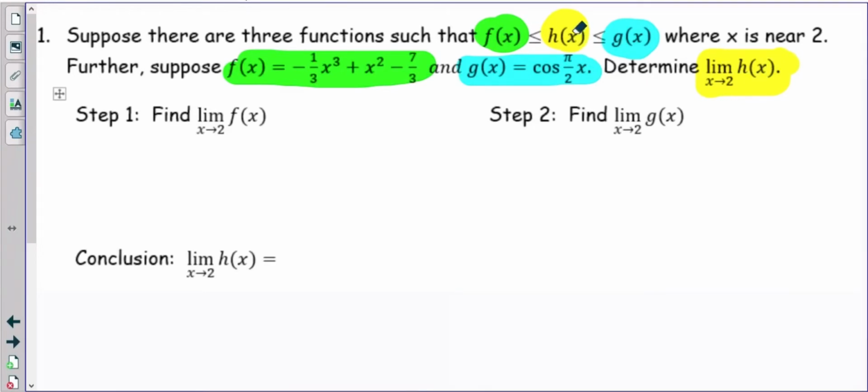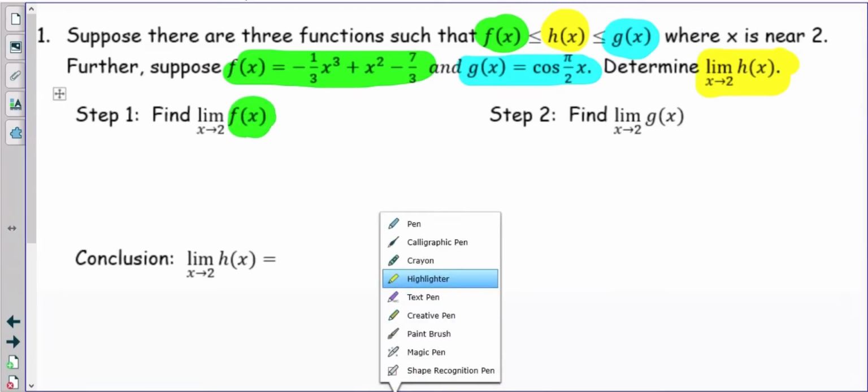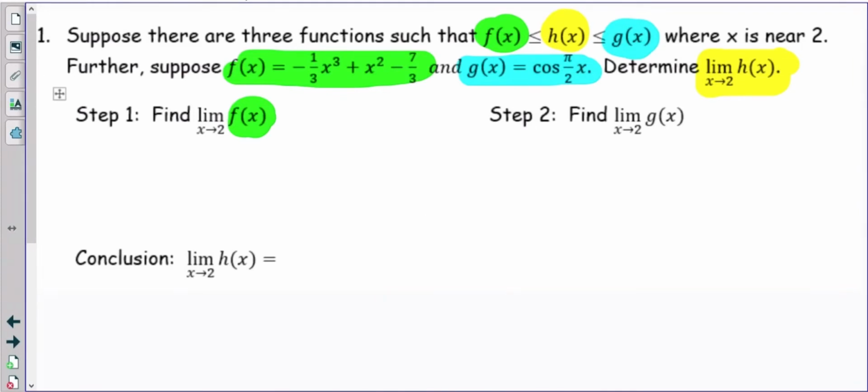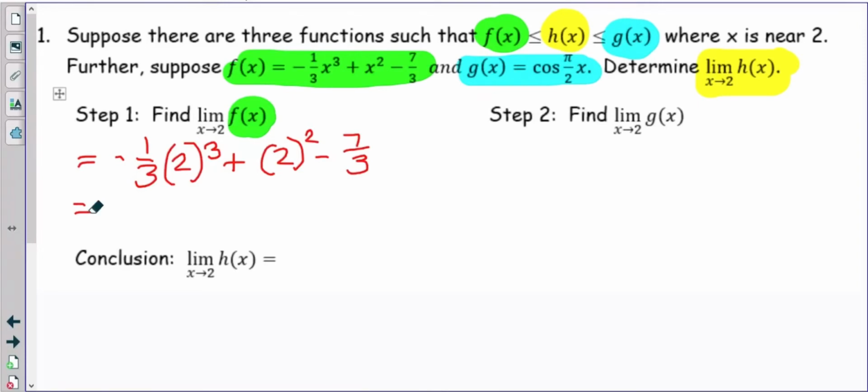So in order to do that, since h is in the middle of f and g, we are first going to find the limit as x approaches 2 of f of x. Well, to find that limit, all we're going to do is substitute 2 right into that function f of x. So let's try to simplify this: negative 1/3 times 2 cubed, plus 2 squared, minus 7/3. Let's try to do it without a calculator. 2 cubed is 8, so this first term becomes negative 8/3 plus 4 minus 7/3.